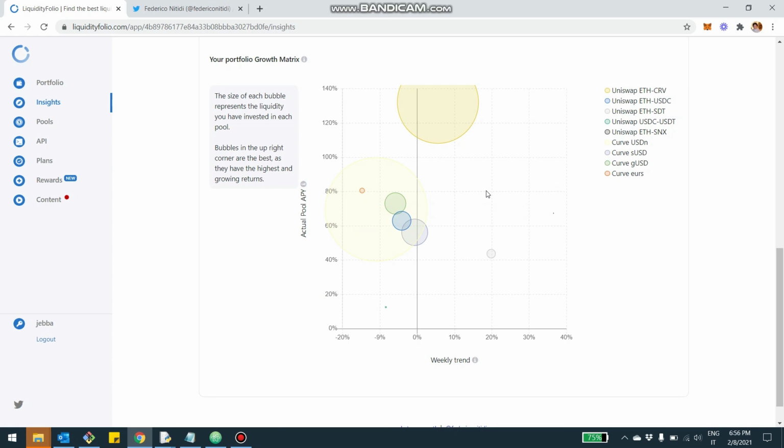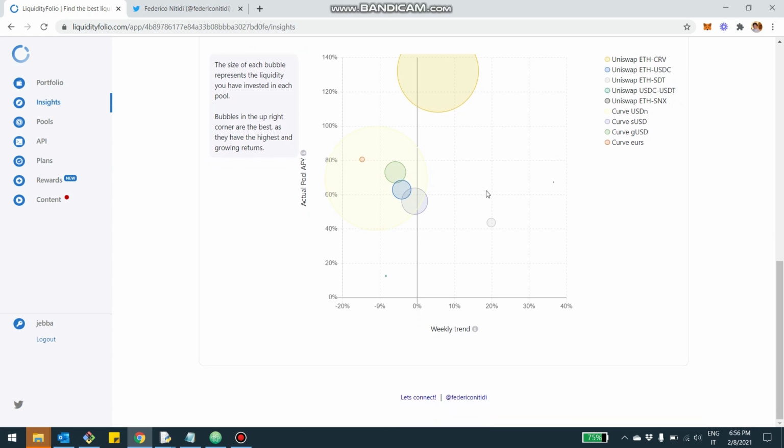By the way, I got a lot of requests in terms of automating this with some kind of optimizer. I'm working on something, and I hope I'm going to be able to launch it soon.